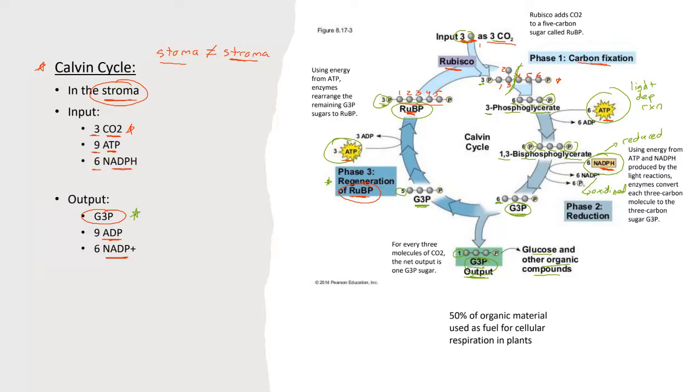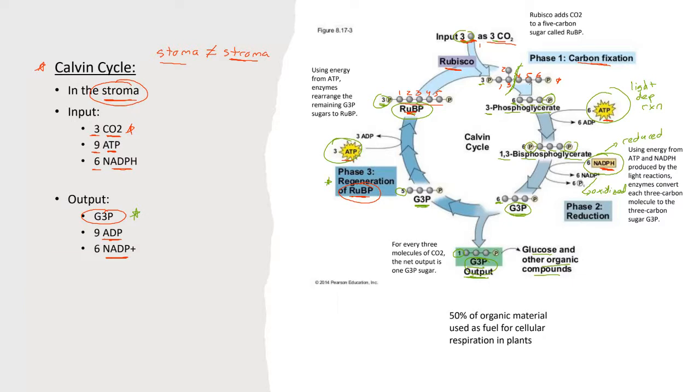How many? 3 molecules of RuBP. But you see how we have to regenerate? We start with a 3-carbon molecule and we end up with a 5-carbon molecule. So we have to put a lot of work into the system to be able to regenerate RuBP. Without RuBP, you cannot go through the Calvin cycle. Okay? All right, so that's pretty much it.